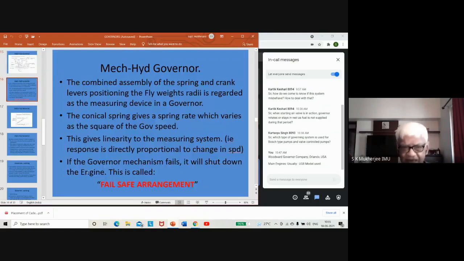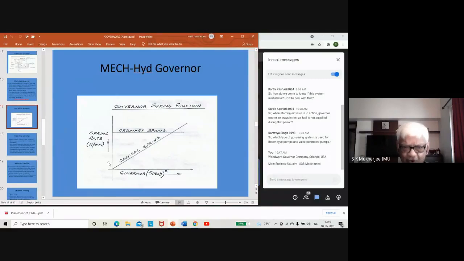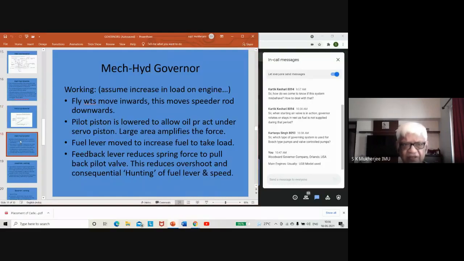So everybody understands what is fail-safe arrangement. Now this is a diagram to show you how a conical spring behaves and how the ordinary spring behaves against the governor speed and the spring rate. So you have a conical spring, which is varying as per the governor speed, as the square of the governor speed. So that gives it some linearity. Other than the ordinary spring, you do not have.